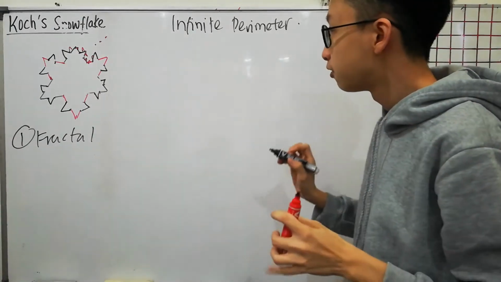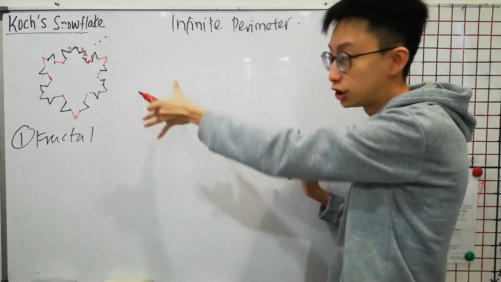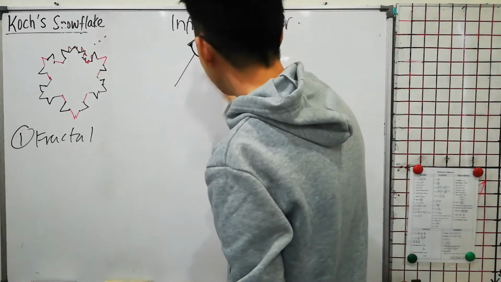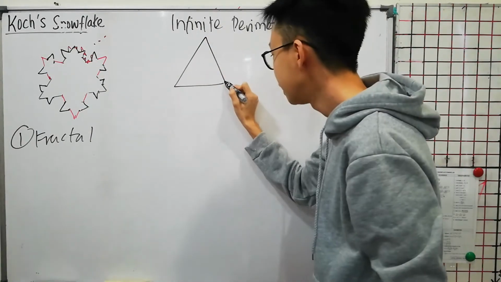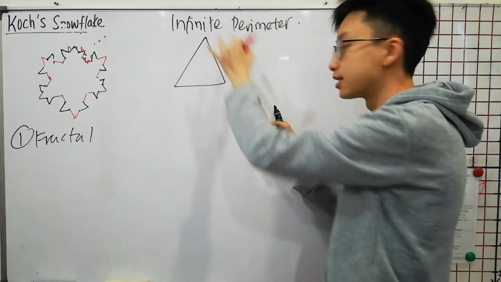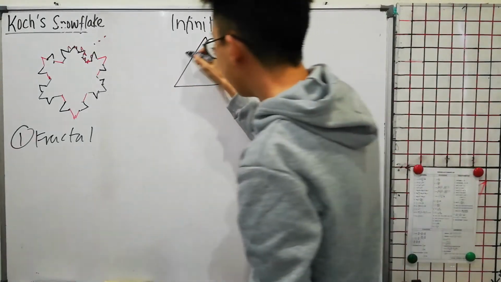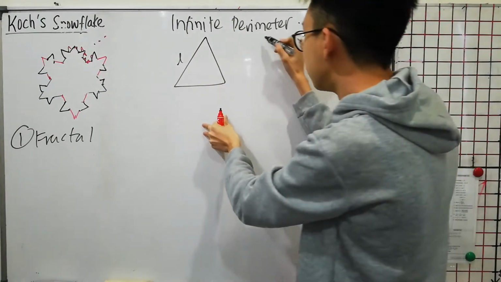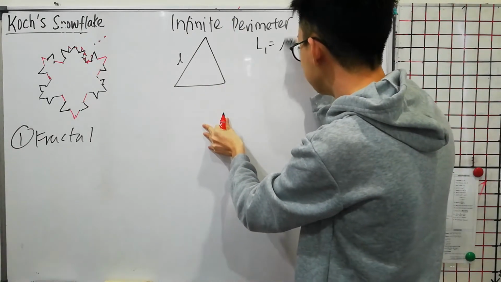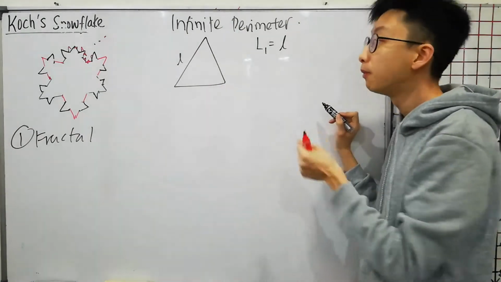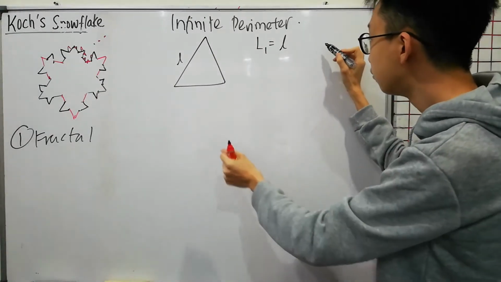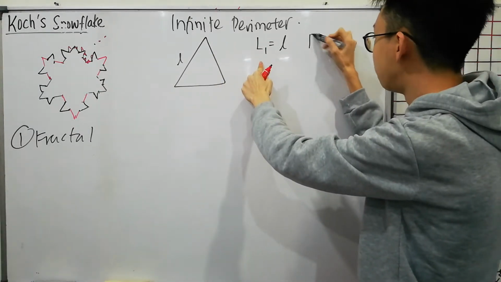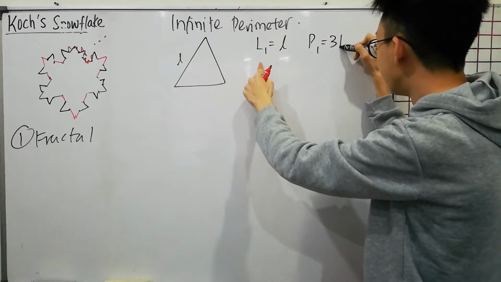Okay, so let's redraw the shape. We started with an equilateral triangle. Equilateral triangle means all the side lengths are equal. Let's call it L. This is the first iteration, so L1 is equal to L. Then what will be the perimeter? The perimeter will be 3 times this, right? So P1 will be 3 times L1.